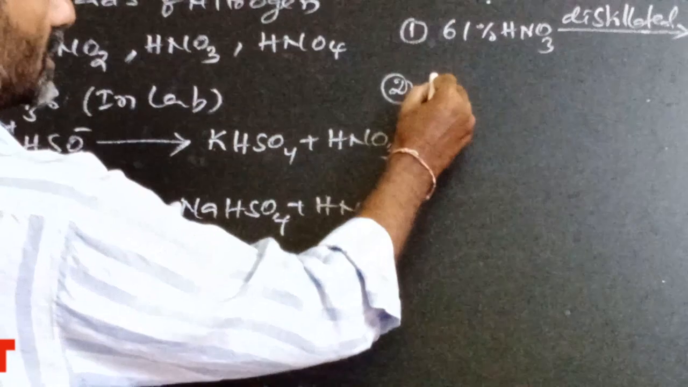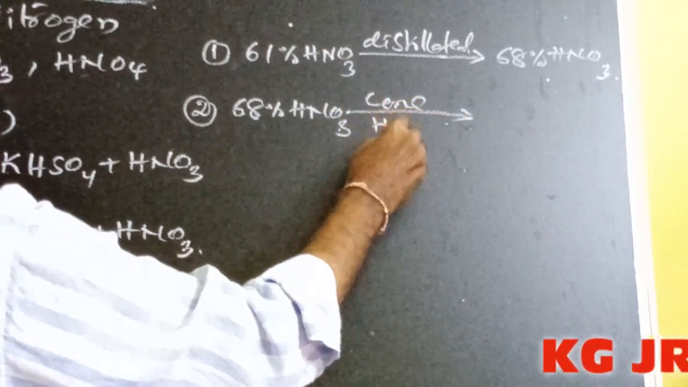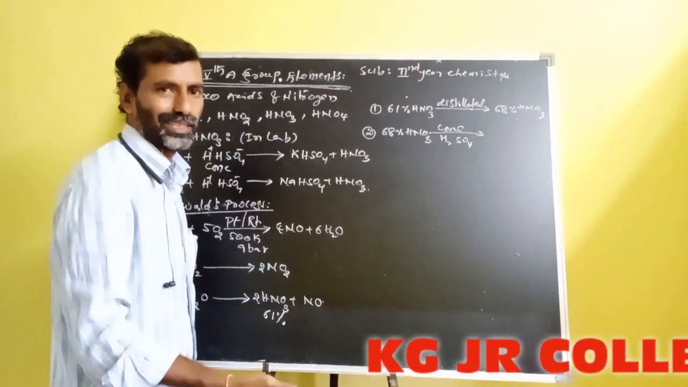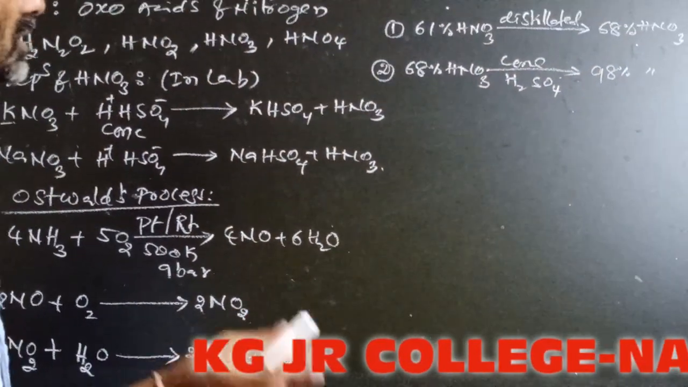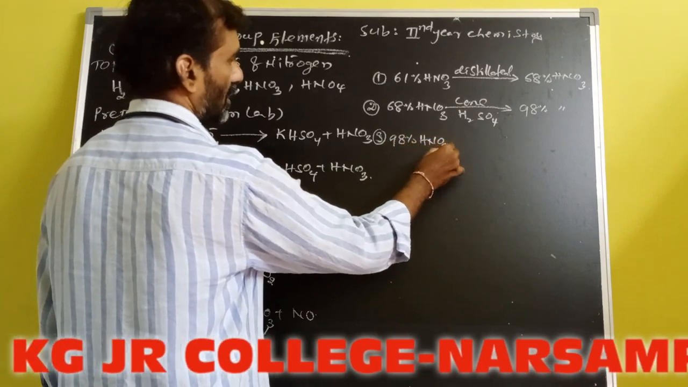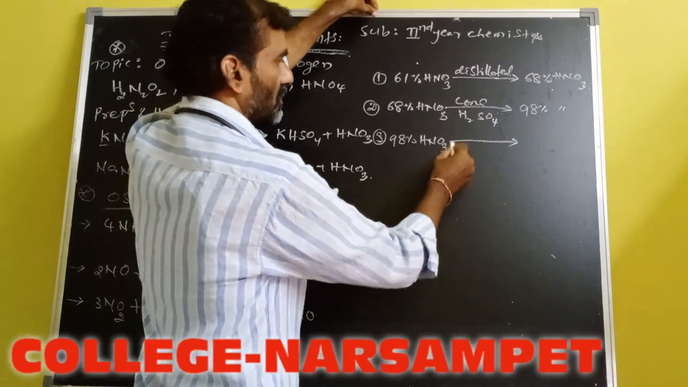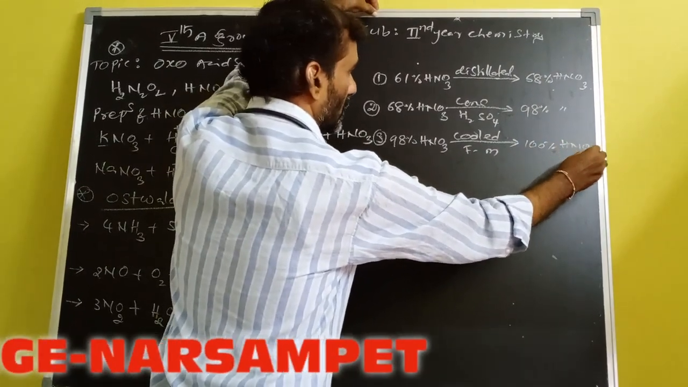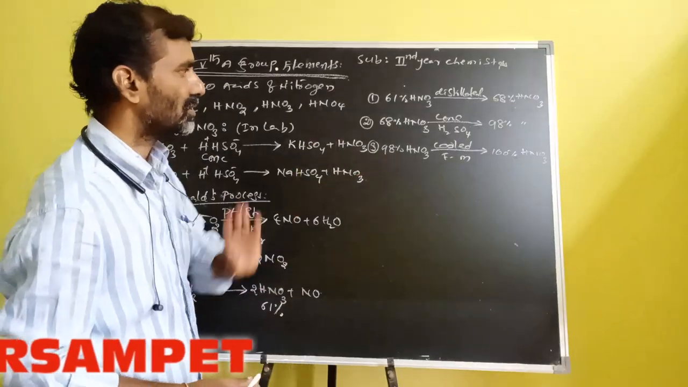Second stage, 68% HNO3 is mixed with concentrated H2SO4 and again distilled, and 98% HNO3 is obtained. Lastly, the third stage: 98% HNO3 is cooled in a freezing mixture, and we get 100% HNO3. That is, pure crystals of HNO3 separate out.